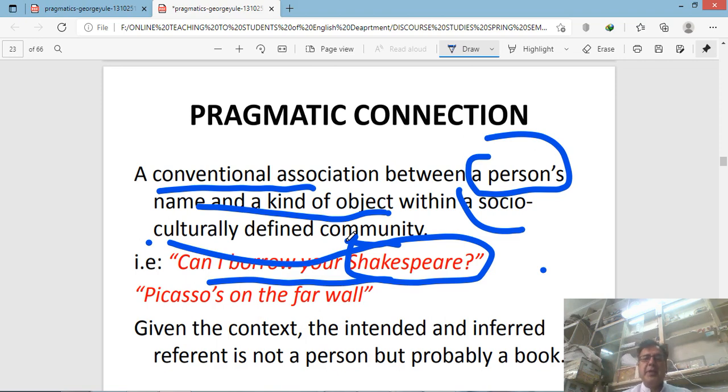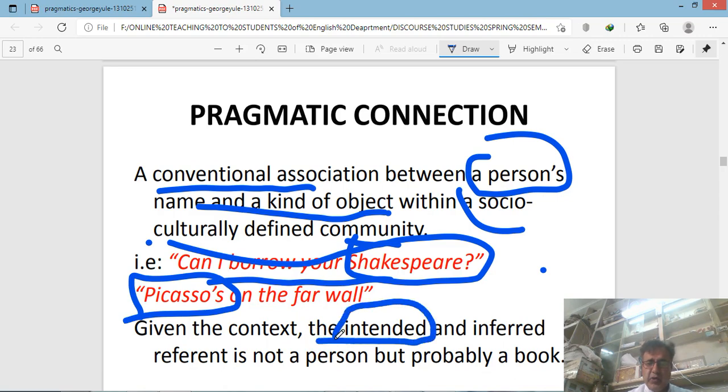Or we can say the shelves of my almirah are full of Shakespeare, meaning books. And Picasso's on the far wall. So here it means either a painting or a picture by Picasso, which is attached somewhere on the wall. So in the given context, the intended and inferred referent is not a person but probably a book.